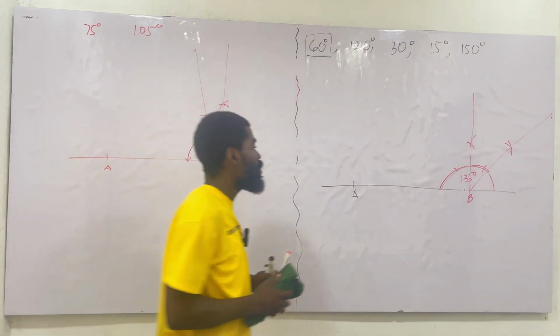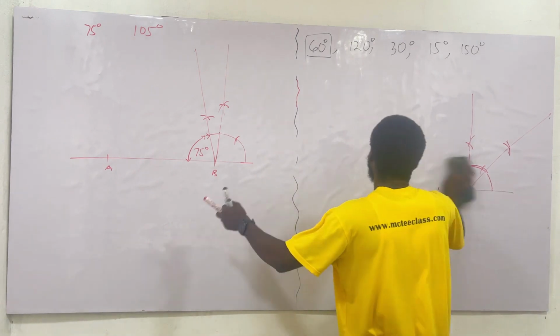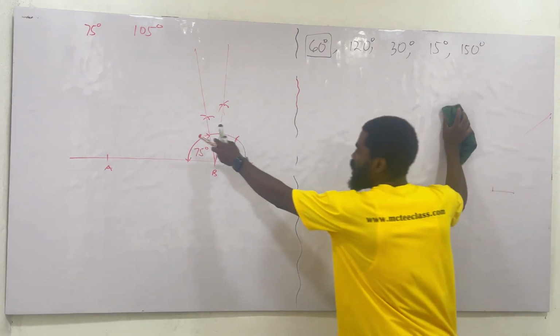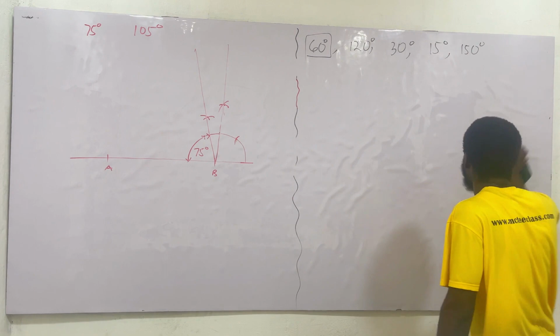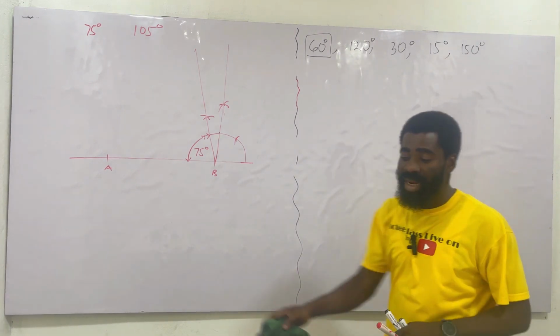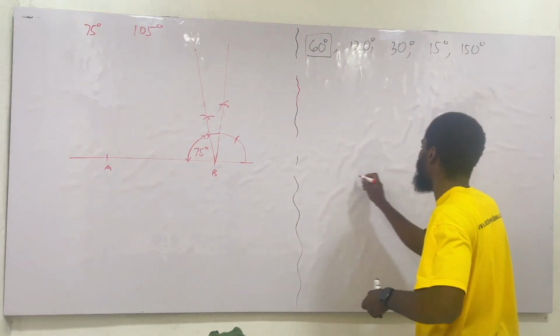Now let's try 105 and we are done with that. 105 is 90 plus 15. So what you do here, you do the same by the back. It's the same thing. You see angles? You are tricked. They are not difficult. It's the same thing.